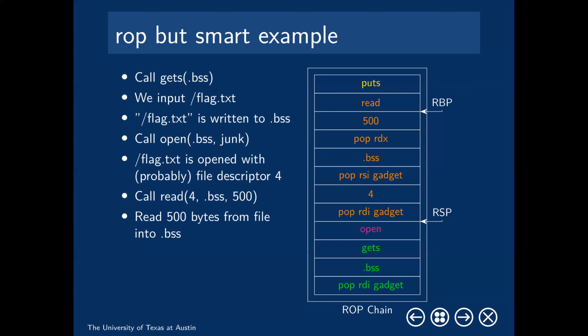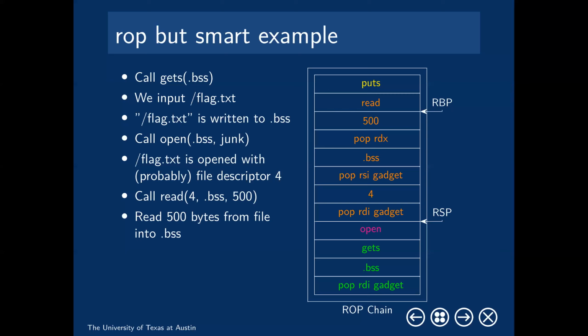And then the next few gadgets of our ROP chain are populating the arguments to read. So pop RDI is going to put 4 into RDI, pop RSI is going to put BSS into RSI, and then pop RDX is going to put 500 into RDX. And then we're going to call read. So this is just going to read 500 bytes from the file into .bss.